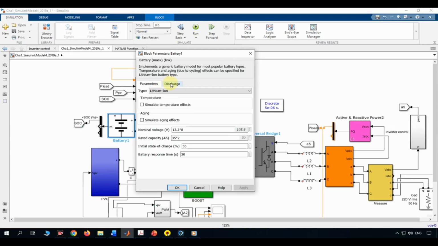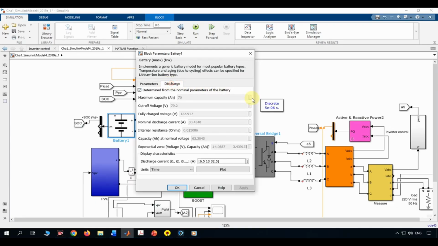Now the Discharge tab. This is where Simulink translates those basic specs into the actual voltage versus capacity curve you see in the plots. Notice the checkbox at the top, "determined from the nominal parameters of the battery." It's checked here, which means Simulink is automatically calculating every field below: cutoff voltage, fully charged voltage, internal resistance, and so on directly from the nominal voltage and capacity we just set, using standard Li-ion characteristic ratios. That's why all these fields appear grayed out. They're computed, not manually entered. Let's go through what each of these computed values actually represents on the discharge curve.